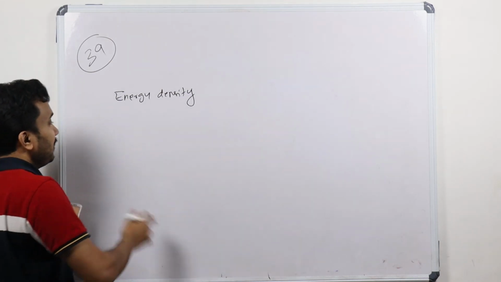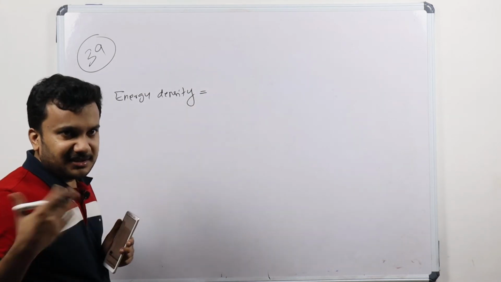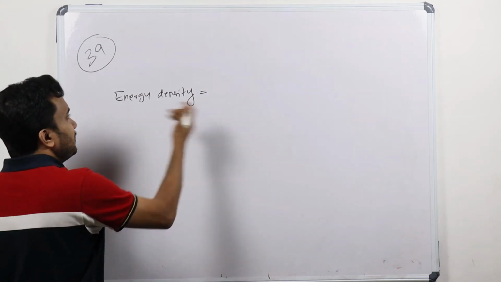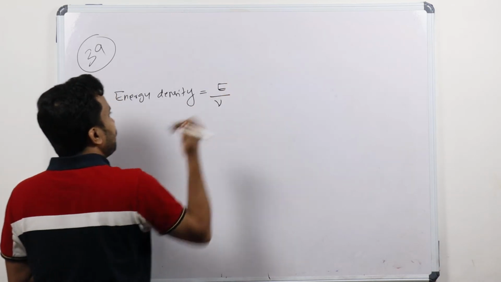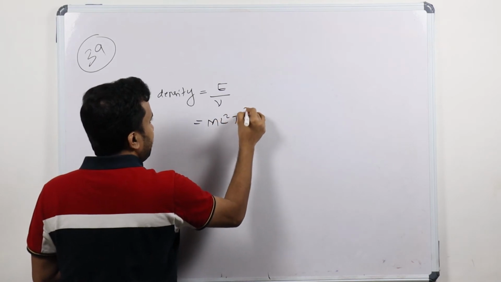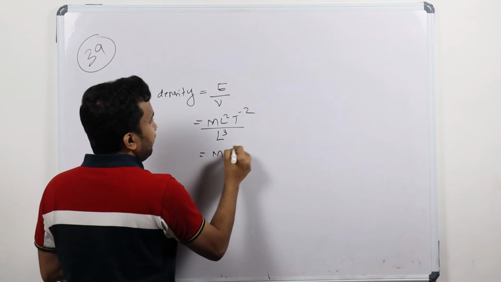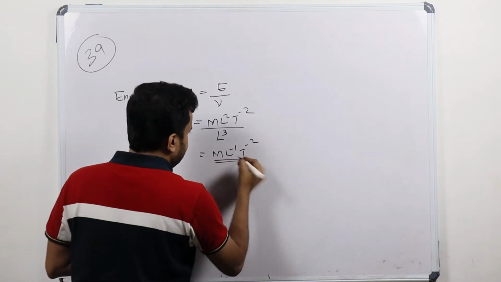So you don't need to worry. In your case, you can derive it. Energy density: mass density means mass per volume, energy density means energy per volume. That is the meaning of this. We'll find the dimension formula. Energy dimension formula is ML square T power minus 2. Many times I told you volume means L cube. So it is M L raised to minus 1 T power minus 2.